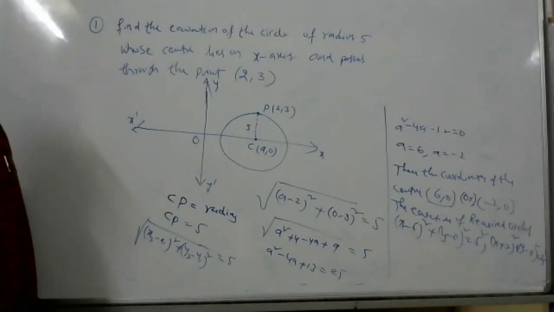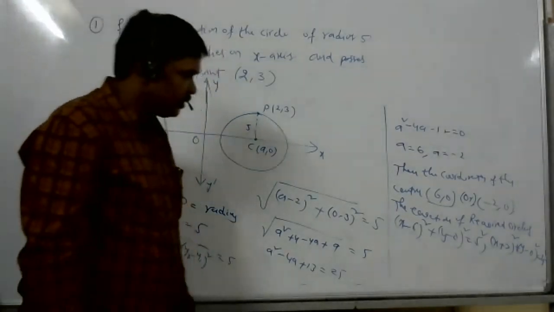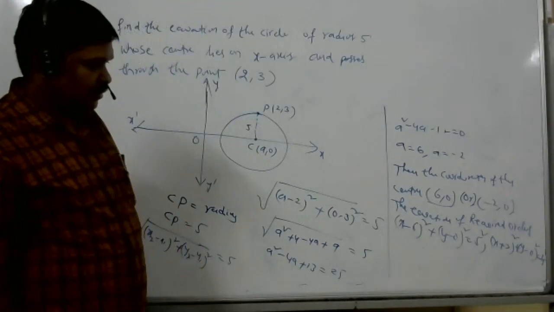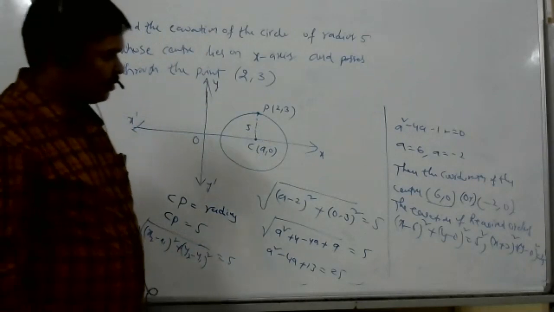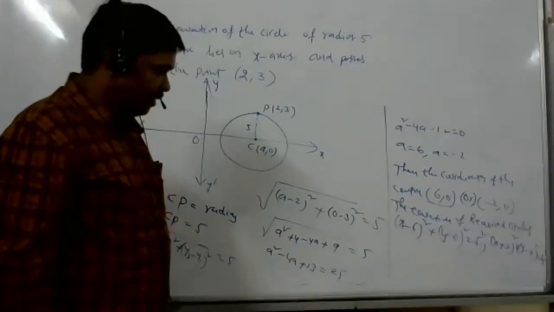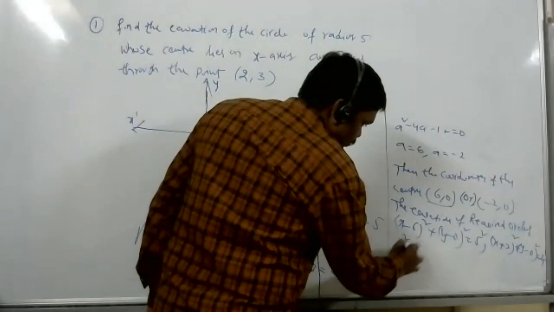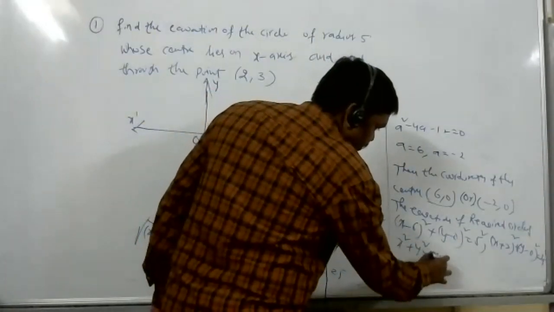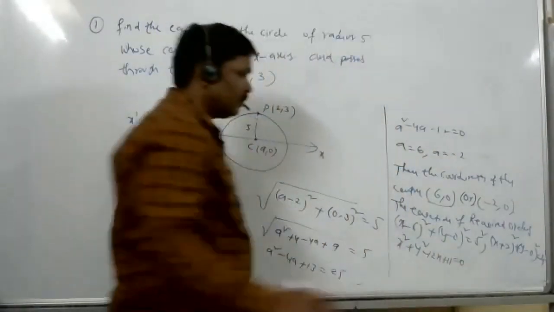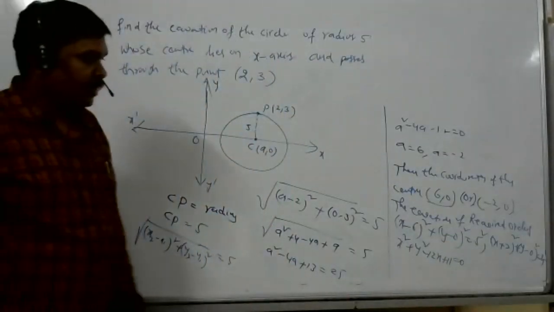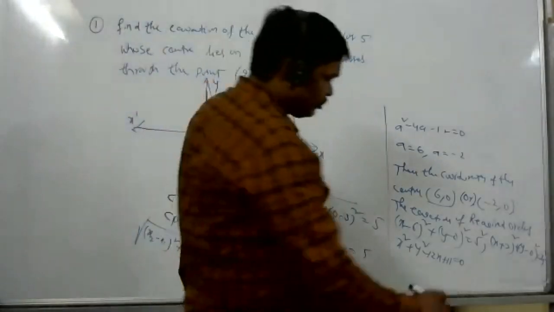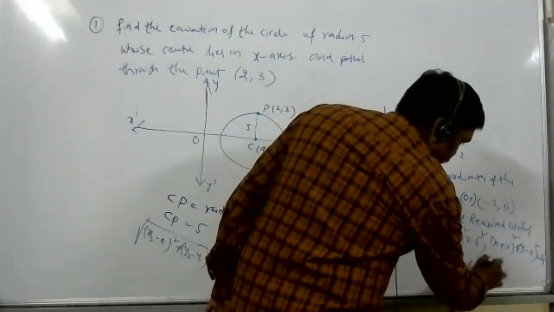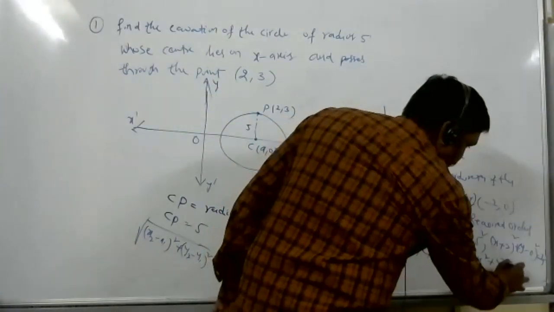First circle: x square plus y square minus 12x plus 11 is equal to 0, correct? And second circle: x square plus y square plus 4x minus 21 is equal to 0, correct?